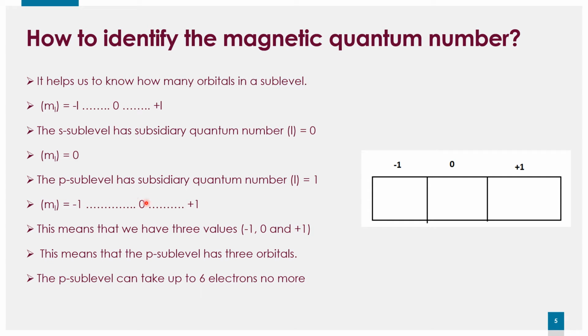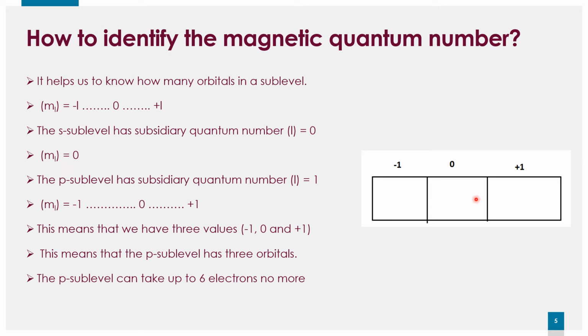So 0 in the middle, and I move to the right until I reach positive L, which is positive 1 in this case, and I move to the left until I reach negative L, which is negative 1 in this case. How many values do I have here? I have 3 values. 0 in the middle, positive 1 to the right, and negative 1 to the left. This means that the p sublevel has 3 orbitals.